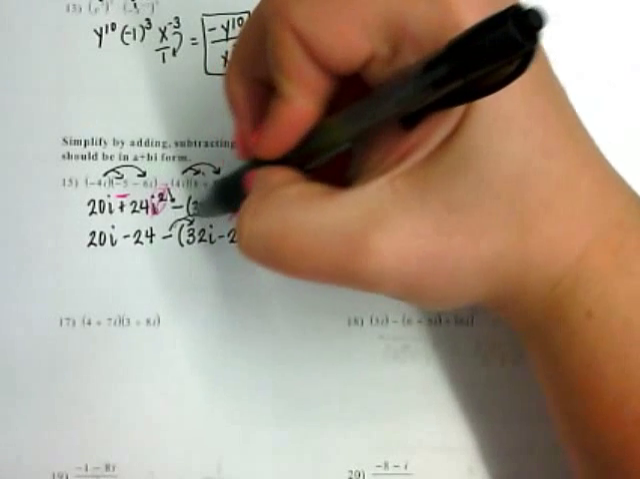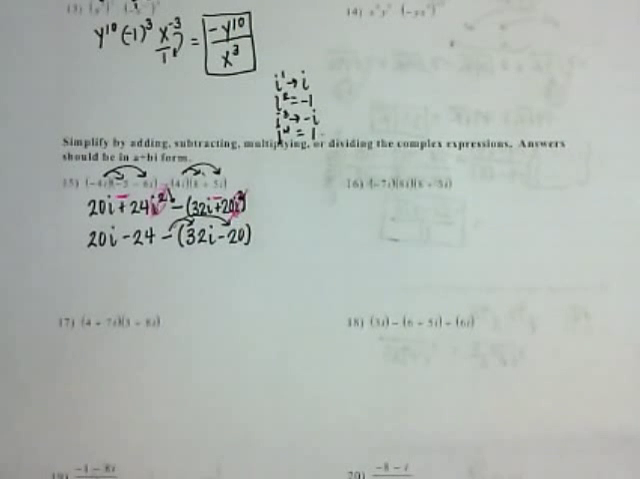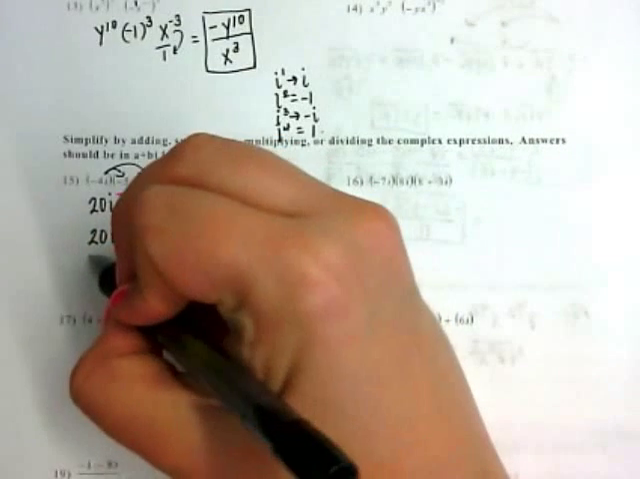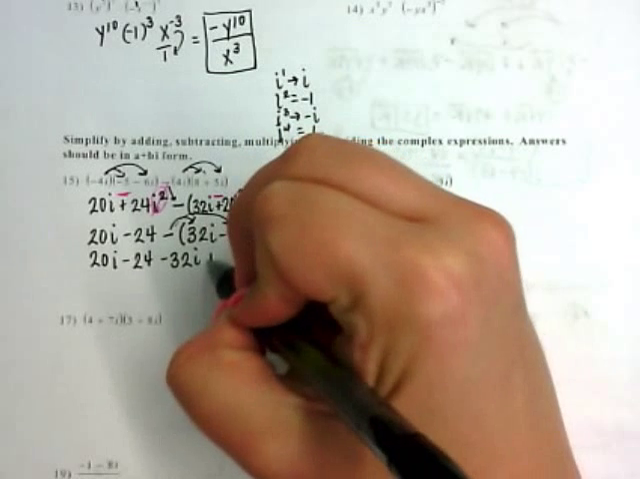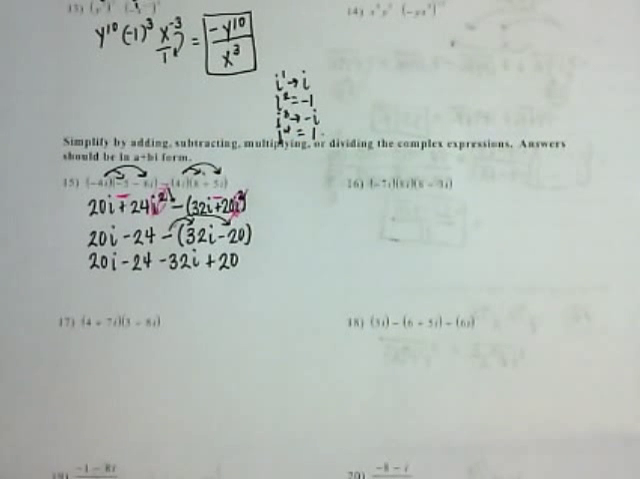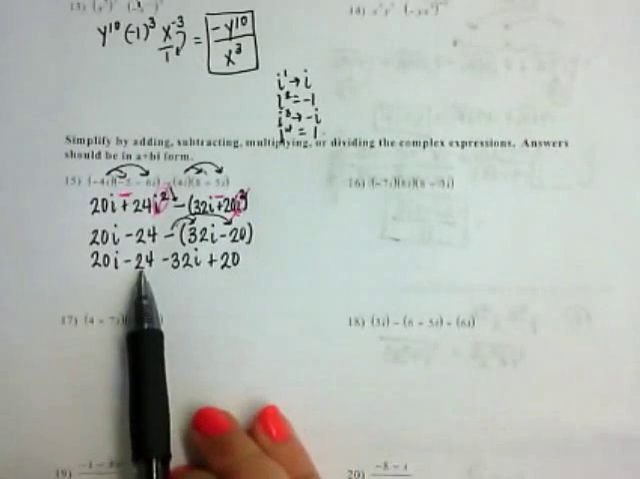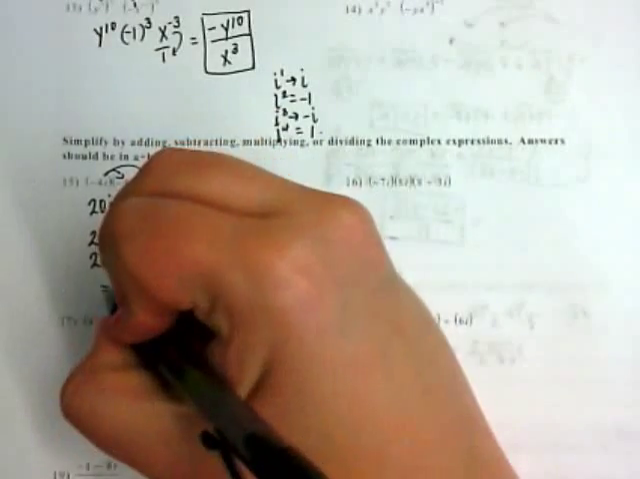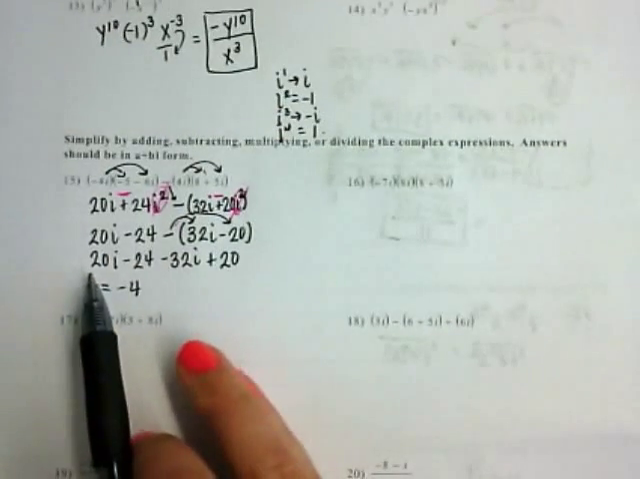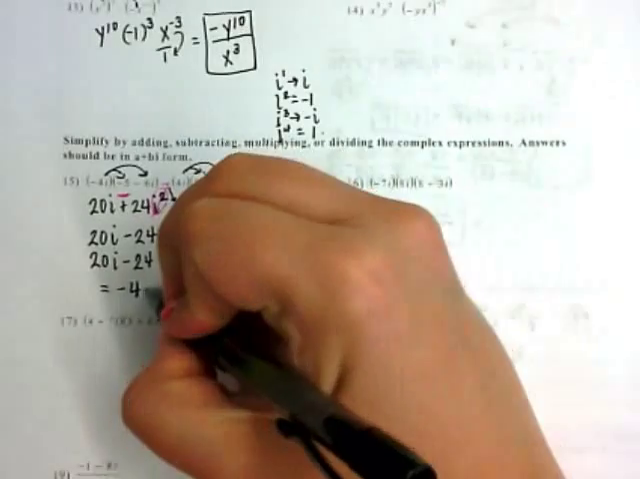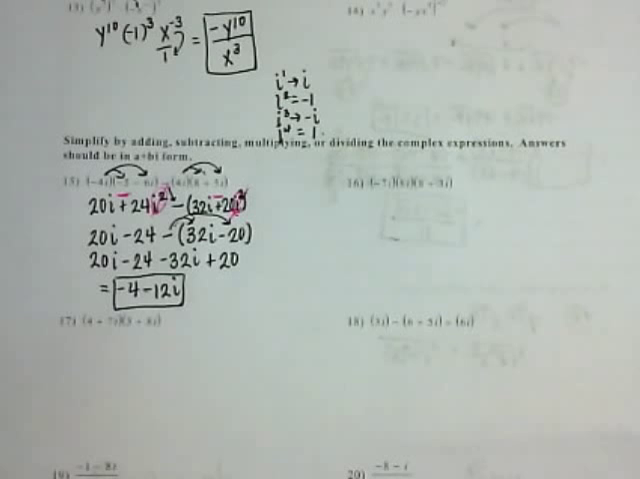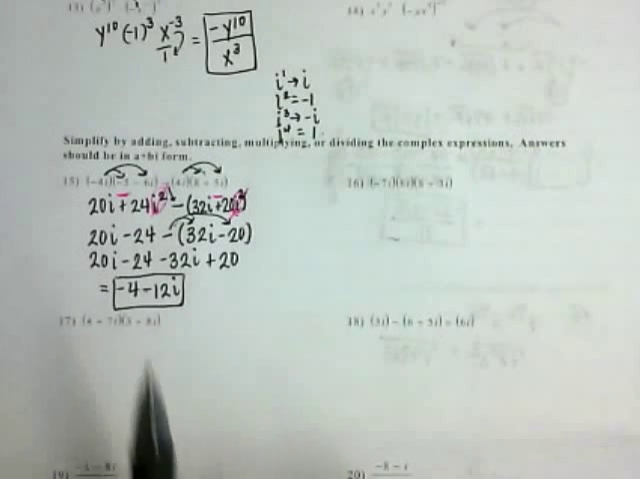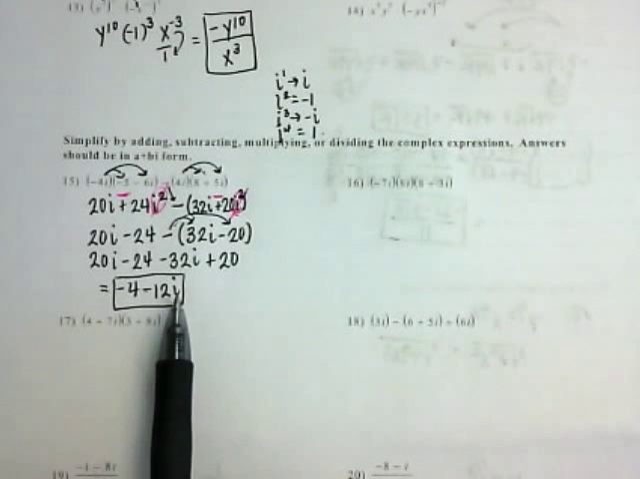Now I'm going to distribute that negative so I can get rid of that parentheses. So all it's going to do there is change the signs. So 20i minus 24 minus 32i plus 20. Now we want to do real with real and imaginary with imaginary. So negative 24 plus 20 gives me negative 4. 20i minus 32i gives me negative 12i. My final answer, negative 4 minus 12i, because that's in standard form, real term first, imaginary term second.